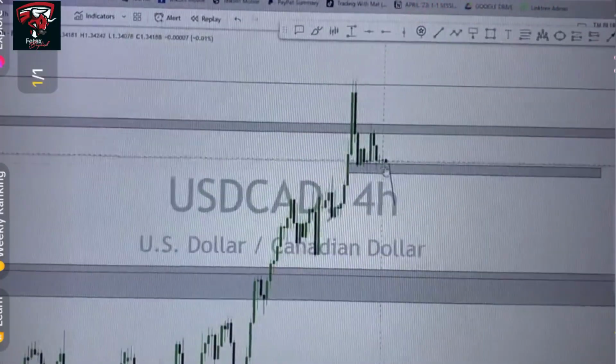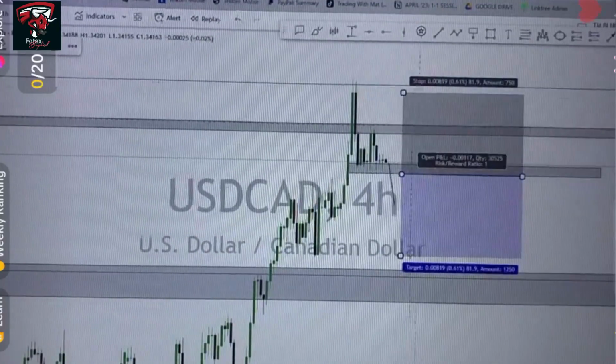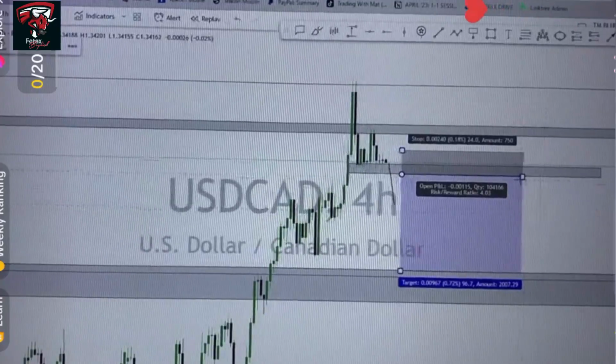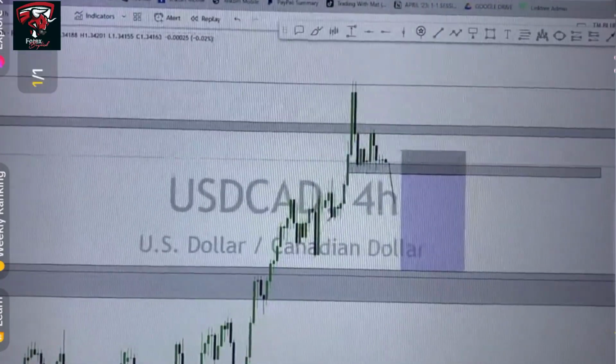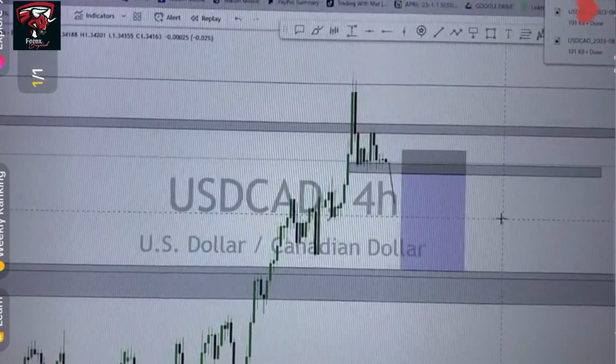On the 4H, I would like price to come down, retest, like I said, and then be taking a look at some sales. From a technical perspective, we haven't looked at the news. Okay, from a technical perspective, it makes sense because of what I'm seeing on the monthly, weekly, daily, and the 4H.